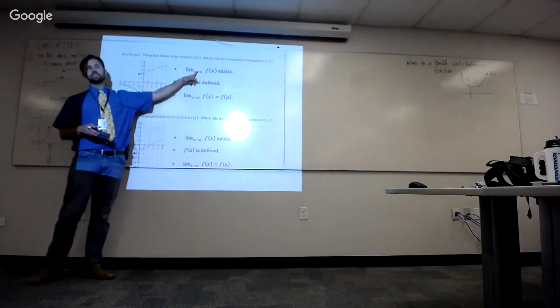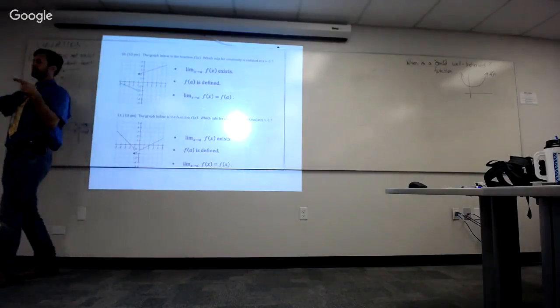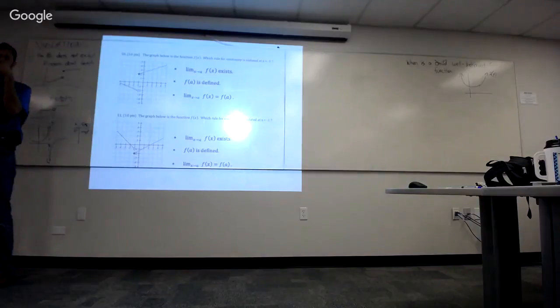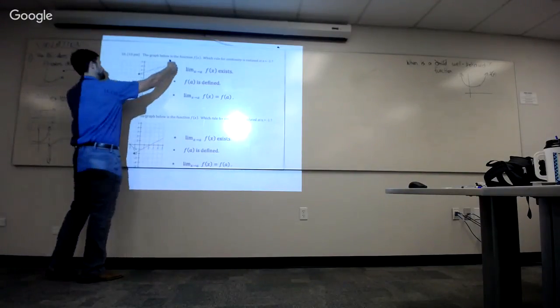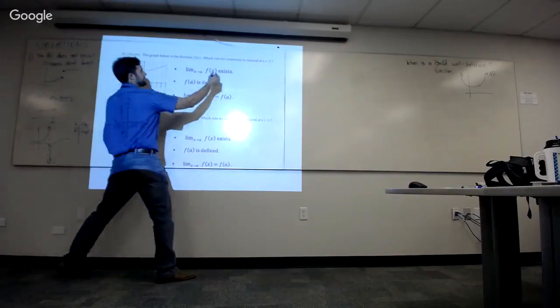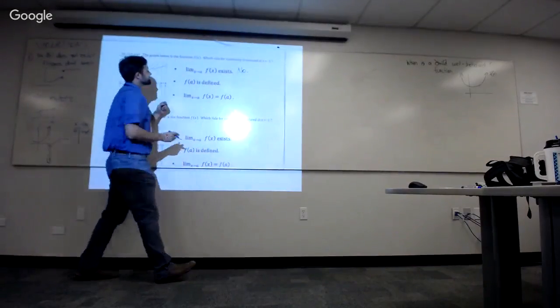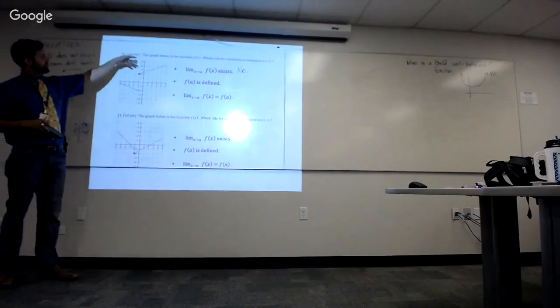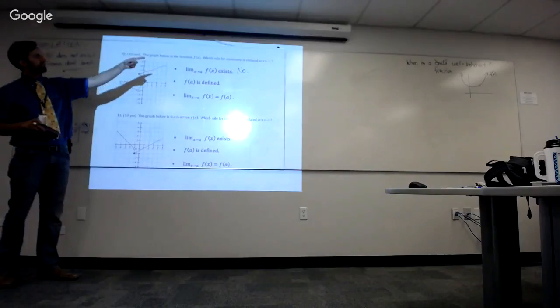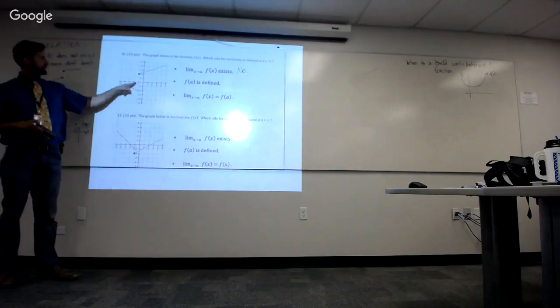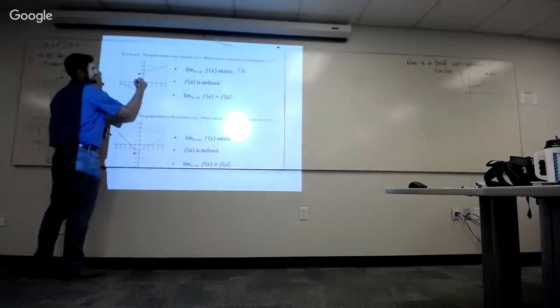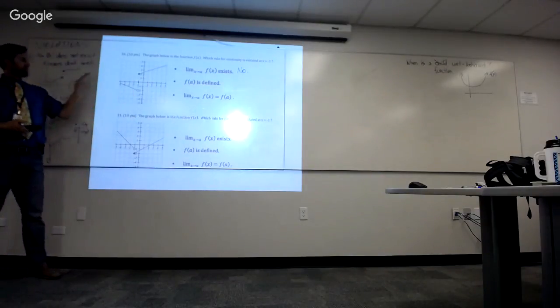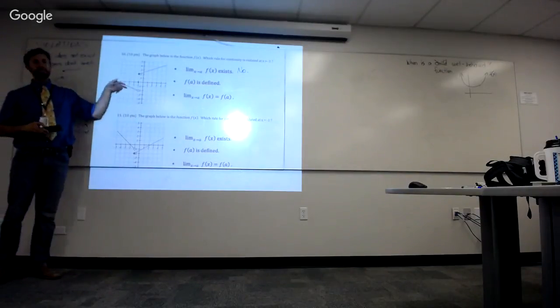Does the limit exist? And remember, what's the friendly definition of limit existing? Your fingers touch. So in this particular case, would your fingers touch? No. So that's a no. I should have read the whole question. The graph below is a function f of x. Which rule for continuity is violated at x equals -1? So we're looking specifically at x equals -1. So first of all, no. The limit doesn't exist because our fingers don't touch.